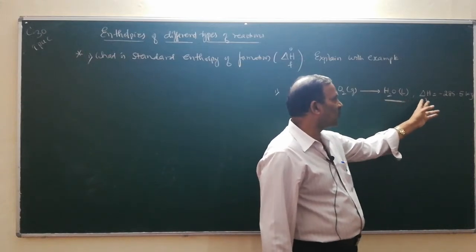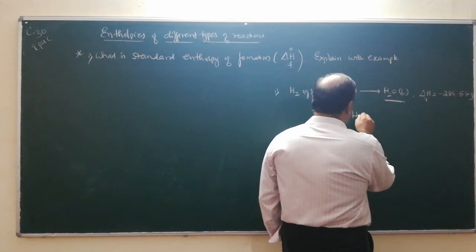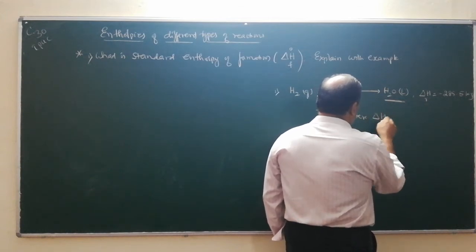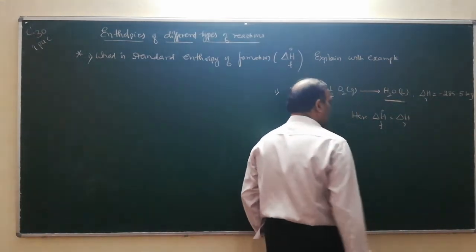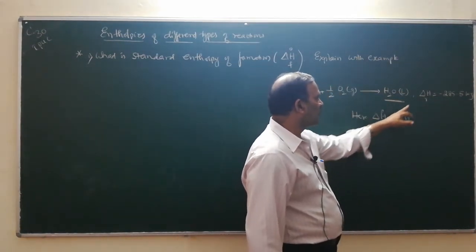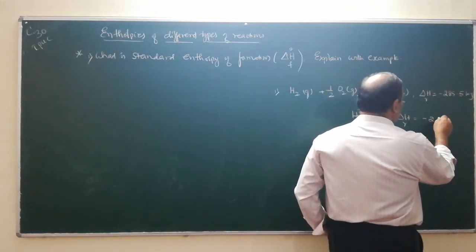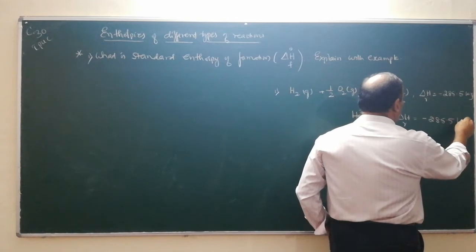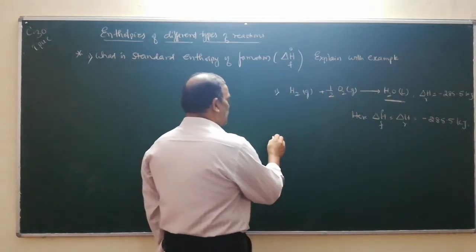This is called the enthalpy of this reaction. Here delta HF naught is also equal to delta HR. The enthalpy of formation of water is also equal to the enthalpy of reaction, that is equal to minus 285.5 kilojoules. I will give you another example.